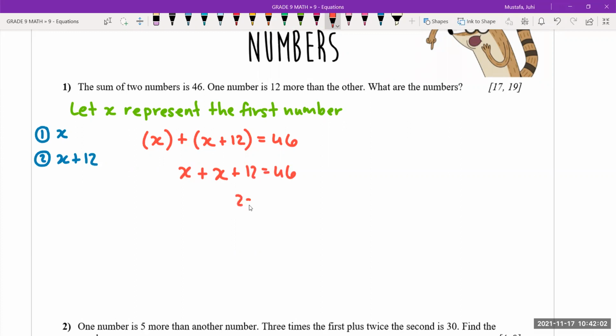X plus x is 2x. Move the 12 over to the other side. So it's going to be 46 minus 12. This is going to be 34. And what is our value for x? Good job. 34 divided by 2 is just going to be 17.